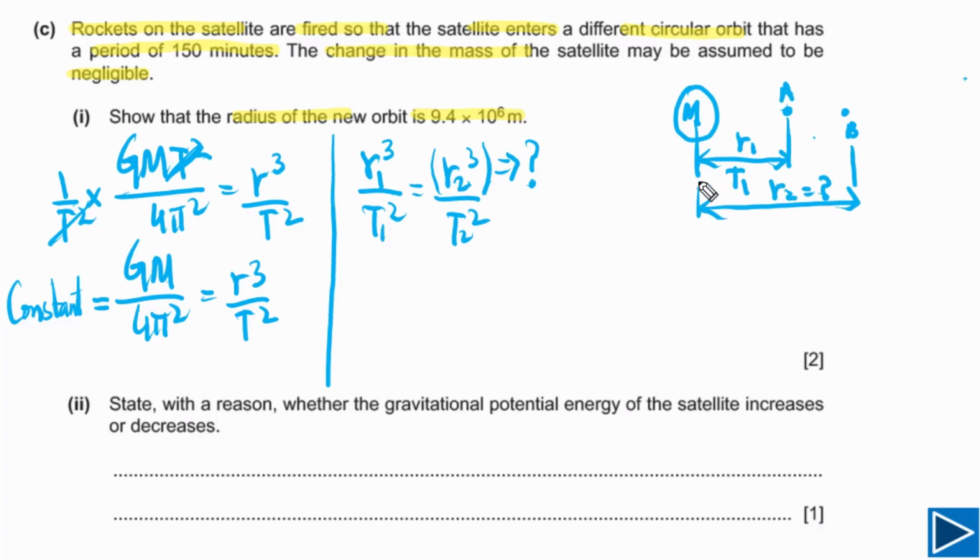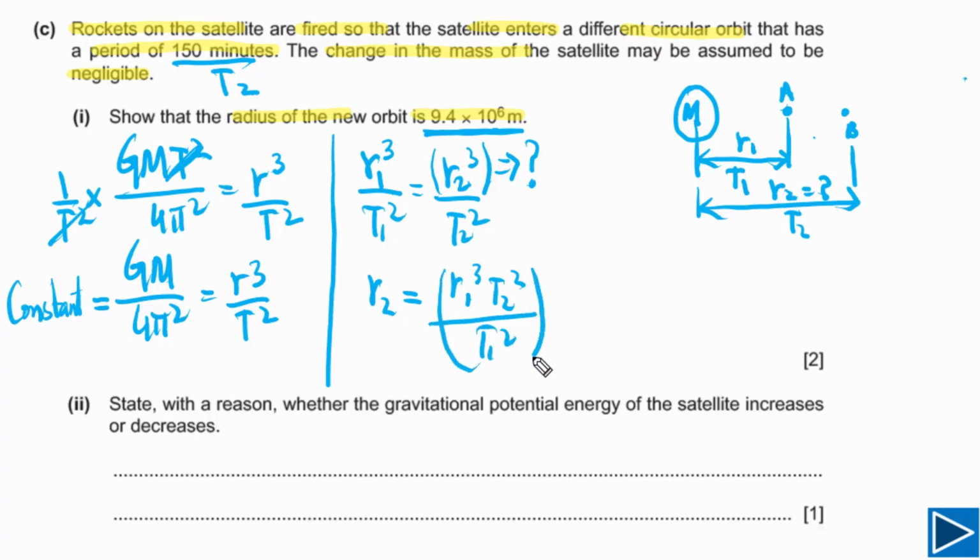Radius of the new orbit, and it has to be equal to this one. We need to show that it is equal to this. And the time period for the new orbit is given, T2. We have the value of T2. So simply we need to find R2. We can rearrange, we can write down R2 equal to R1 cubed times T2 squared divided by T1 squared, and we need to take the cube root of this, meaning 1 by 3.